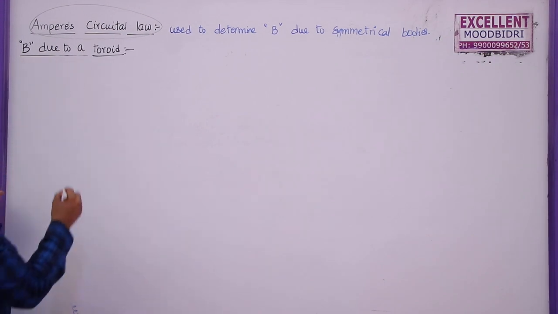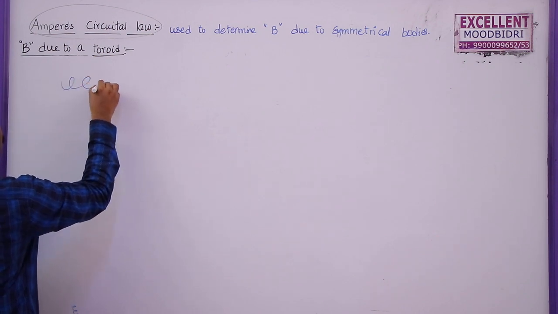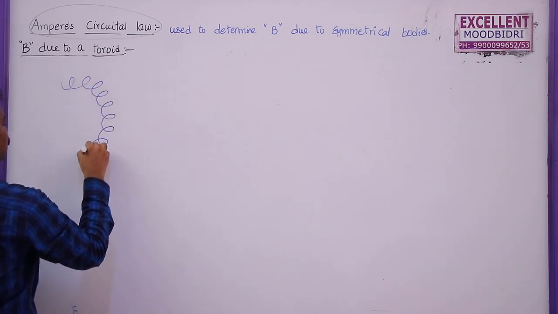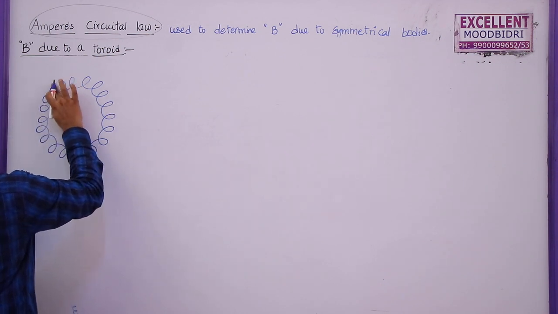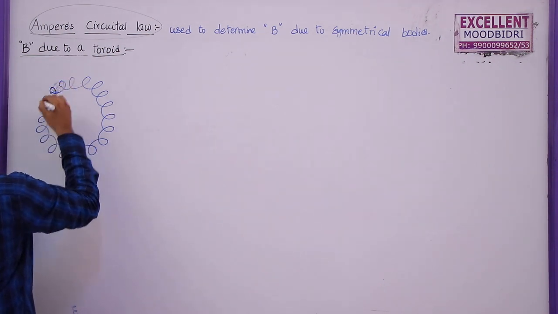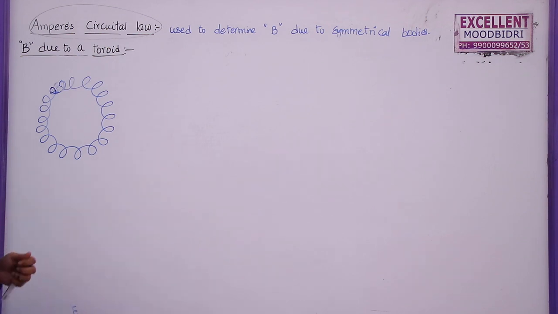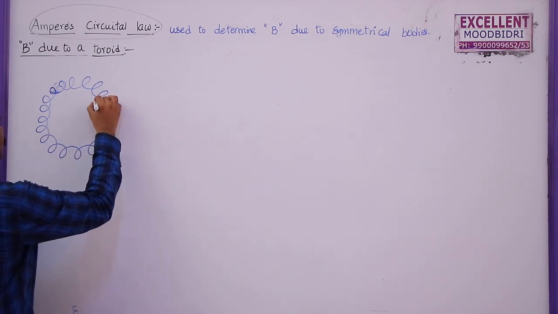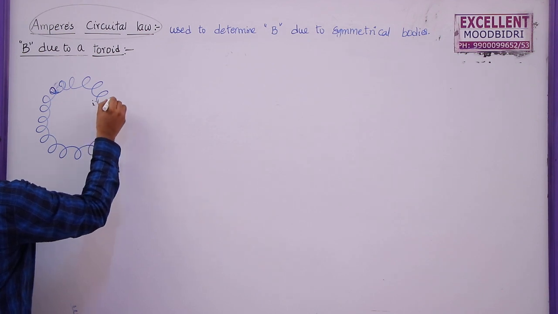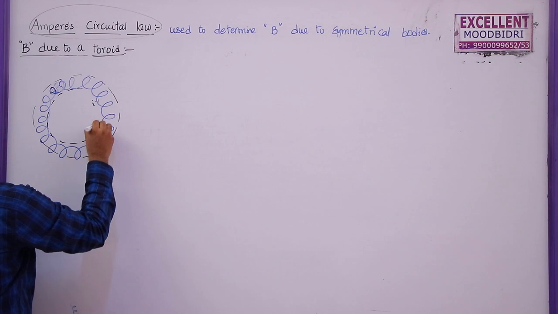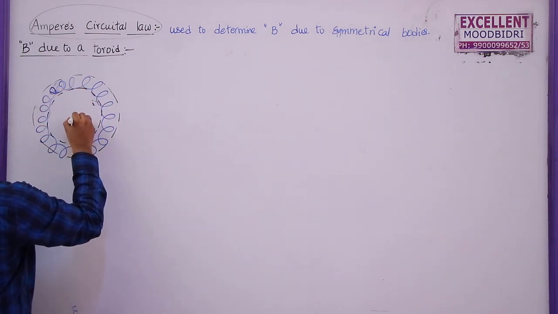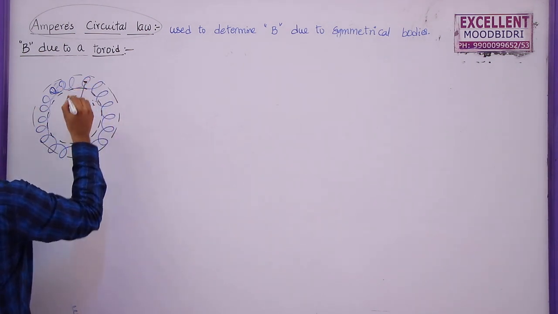Magnetic field due to a toroid. So this is a toroid. Toroid is nothing but a closed solenoid here. So in this, let us say some current is passing through this one. So current is passing I. So this is the outer circumference, this is the inner circumference. Let us say this average radius is r.